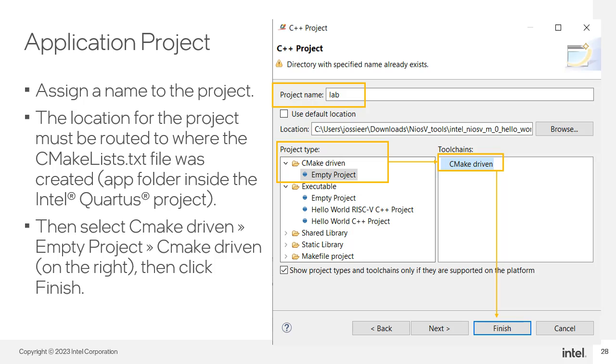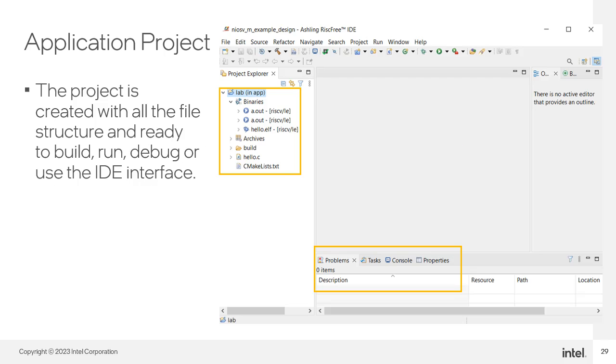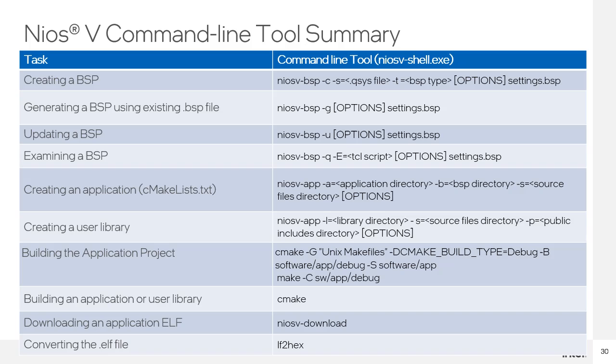cmakelists.txt file was created, app folder inside the Intel Quartus project. Then select CMake-driven, empty project, CMake-driven, on the right, then click Finish. Notice the structure of the project created includes .elf files, cmakelists.txt files and the application. This is a summary of the Nios V command line tools and tasks which you can use for some functionalities and file generation with the Nios V shell.